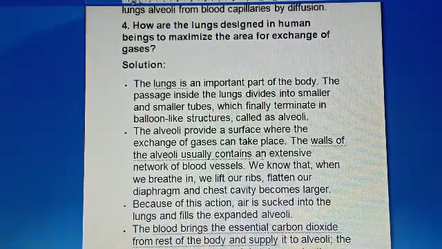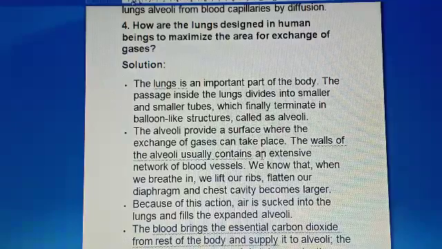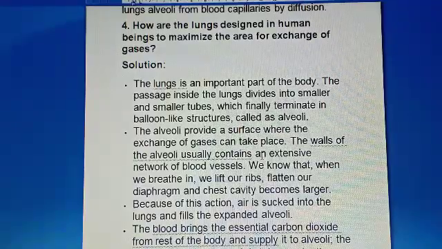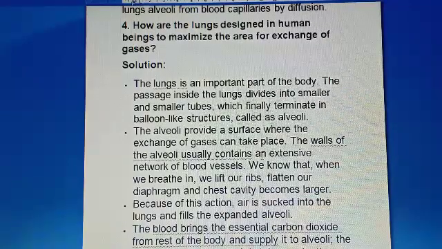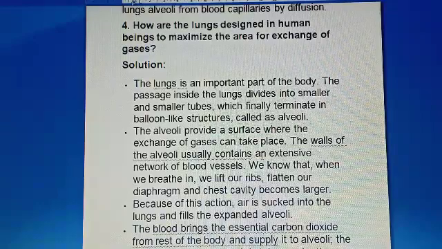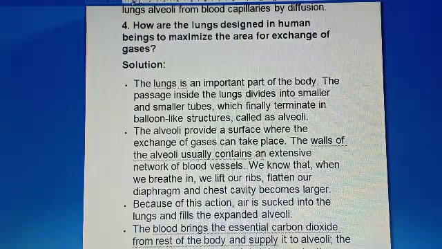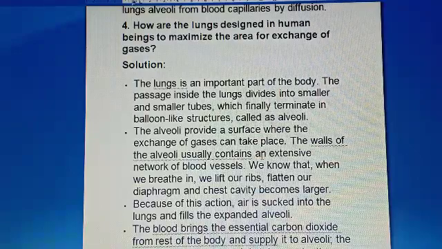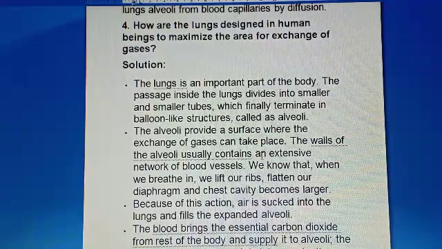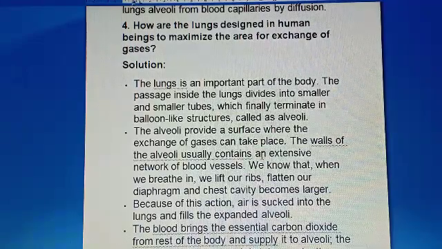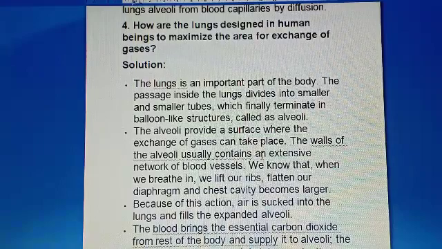Let's see the solution. The lung is an important part of the body. The passage inside the lungs is divided into smaller tubes which finally terminate in balloon-like, or sac-like, structures called alveoli. The alveoli provide the surface where the gas exchange, meaning the O2 and CO2 exchange, takes place. The wall of the alveoli usually contains an extensive network of blood vessels.